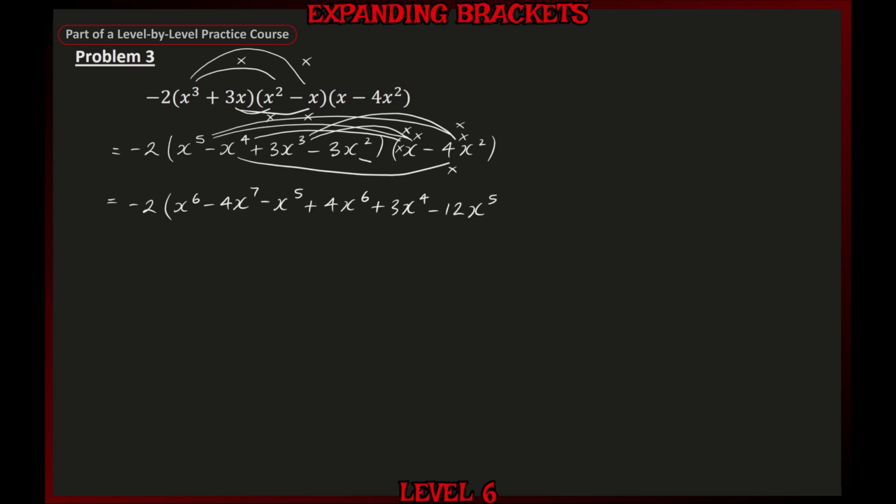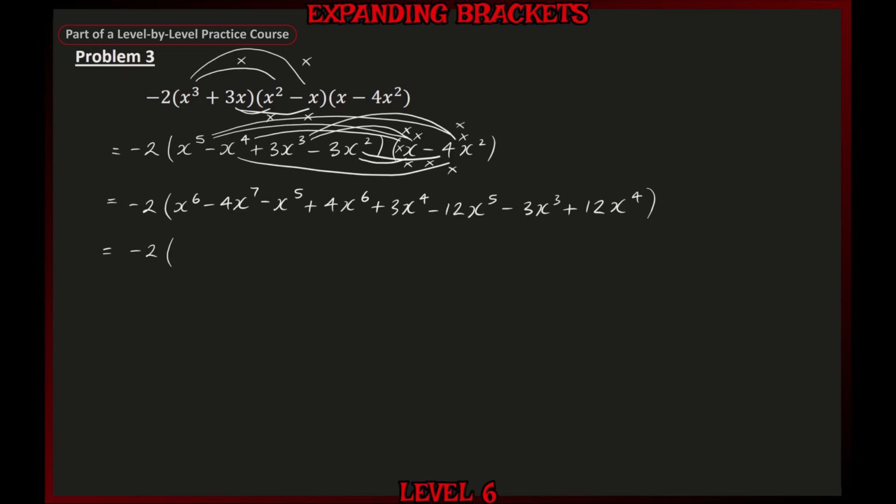Finally, we have minus 3x squared times x, which is minus 3x cubed, and minus 3x squared times minus 4x squared is plus 12x to the power of 4. Before we expand by multiplying everything by minus 2, we want to collect together the like terms.